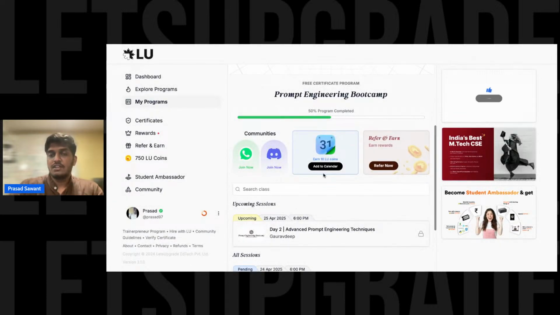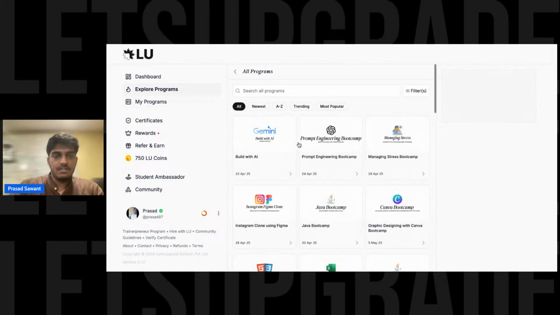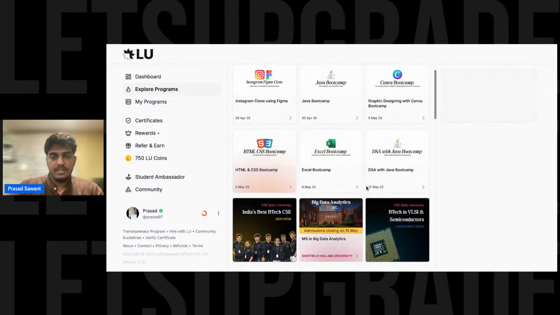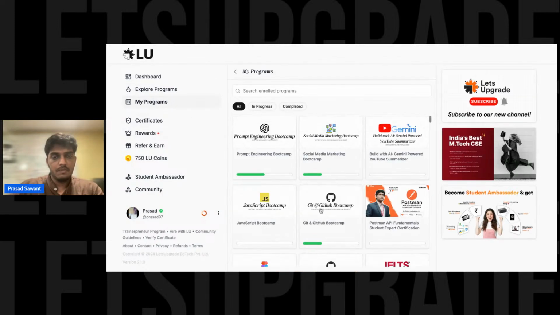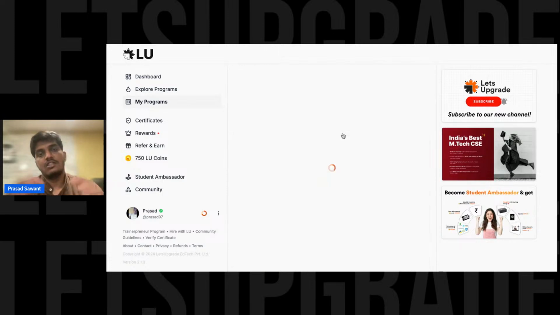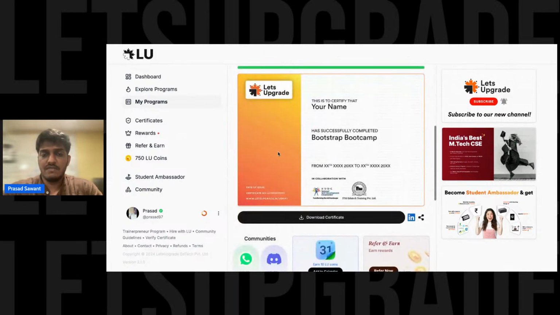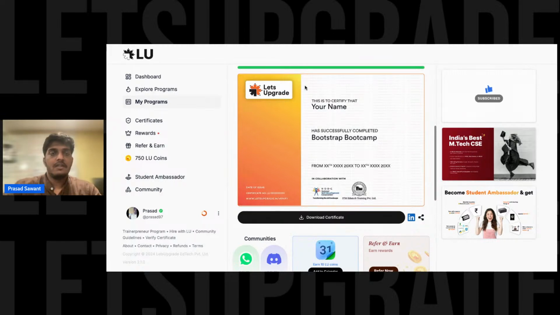Now, how do you get your certificates? For example, let me show you another program which is completely done. Let me go to this IELTS program. Once the program is done, after the last session is done, you can see your certificate like this. Again, this is a dummy certificate. You can click on download certificate and get a certificate copy. You can click on LinkedIn and it will add it to your LinkedIn profile, or you can just share it wherever you want. I hope all these instructions are clear.